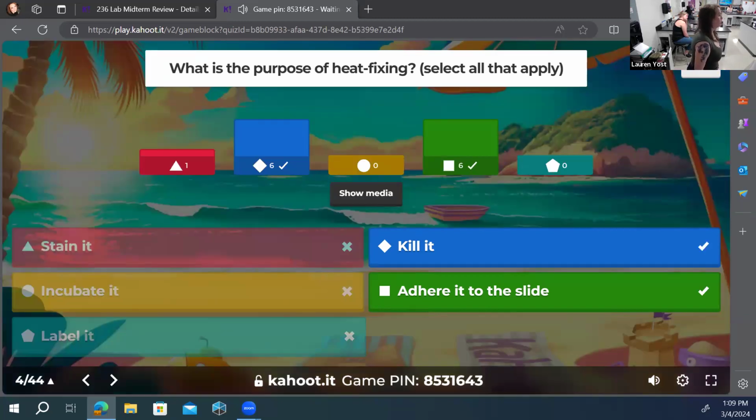Yeah, so good job, guys. This is going to, in fact, be killing the organism, which we know that's definitely going to do that because it's basically super, super hot. And then adhering it to the slide so that whenever you are doing your rinses, it doesn't rinse off. There's one other thing that it does, which is help preserve the structures of the cell. But I feel like these choices are kind of clear.